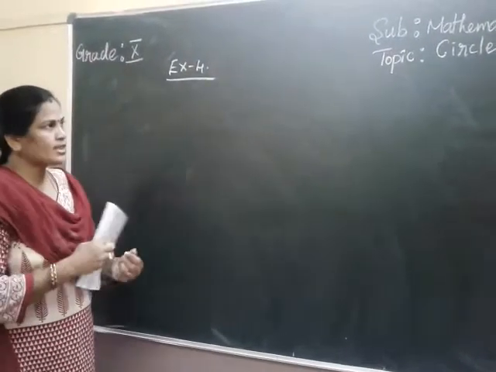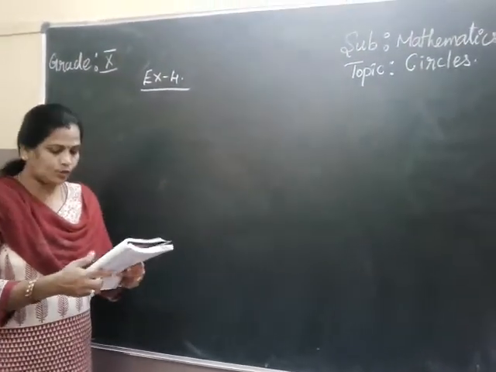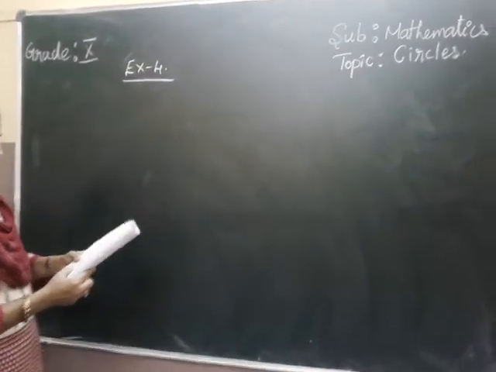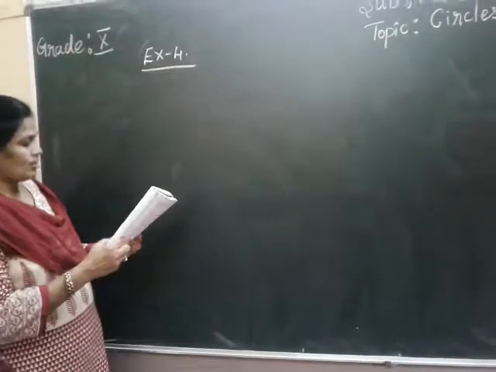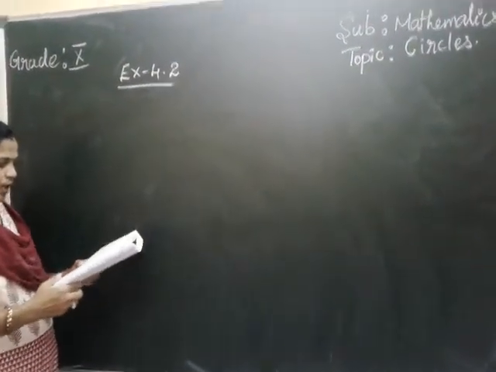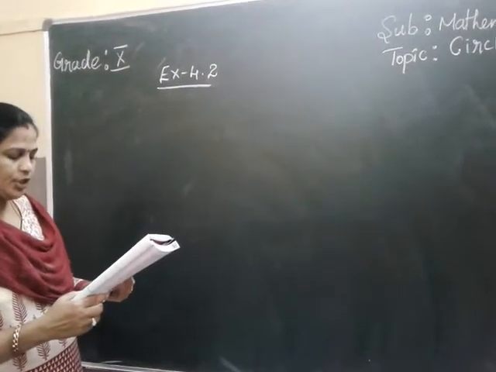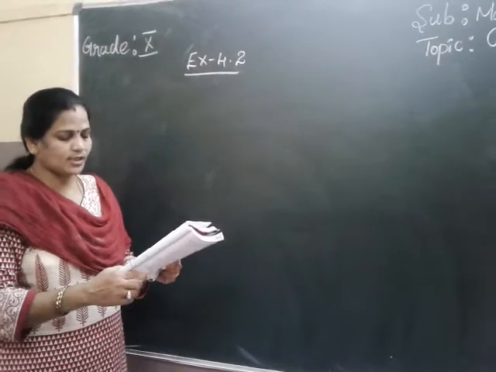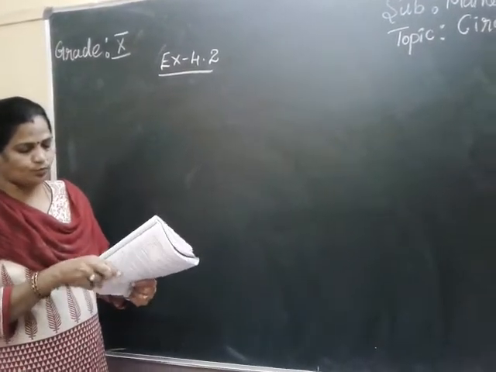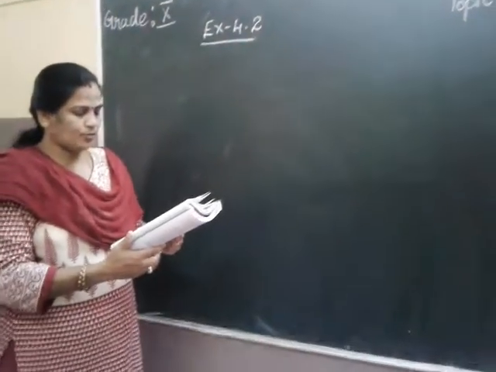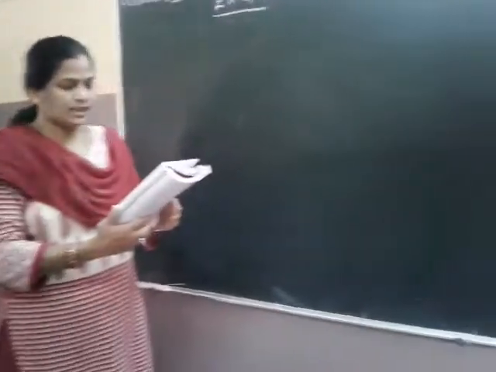Children, so last class we finished that 4.2 exercise, two sums. So this is the second one. What is the second question? This is exercise number 4.2, children. In the figure, if TP and TQ are the two tangents to a circle with center O, such that angle POQ is 110 degrees, then angle PTQ is equal to.